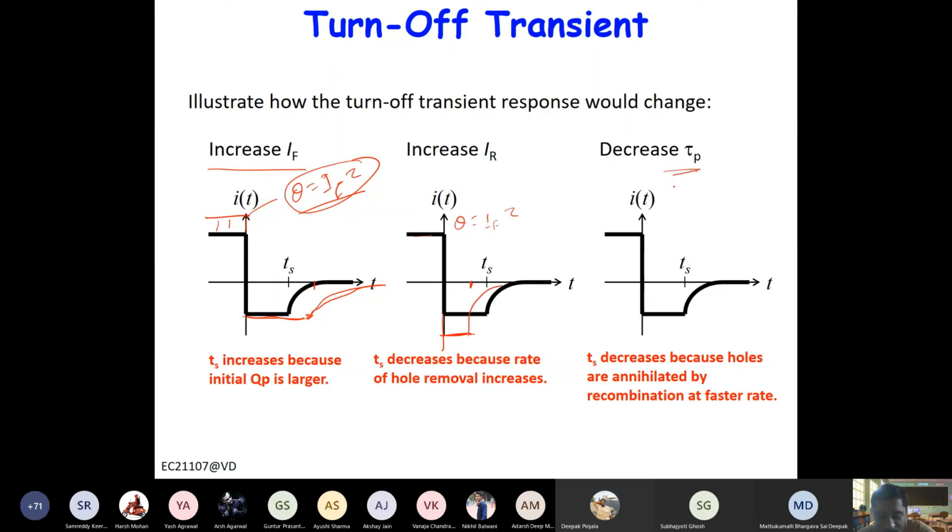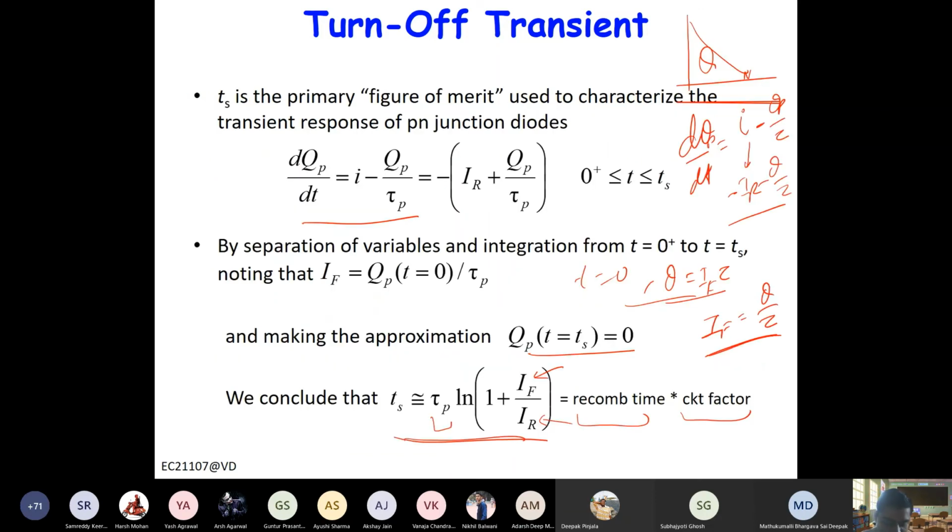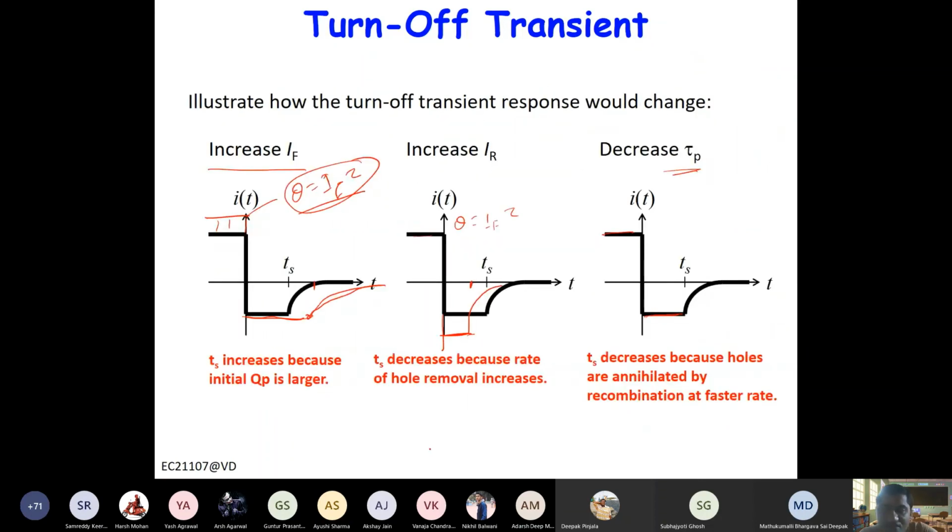If you decrease the tau p, what will happen? Both the currents are the same, the charge is the same. So will tau s be the same, or will it be different? We are only changing the tau p. What will happen to tau s if you decrease the tau p? You recall the expression here? tau s is dependent on tau p, right? So if tau p is decreased, tau s will be decreased.